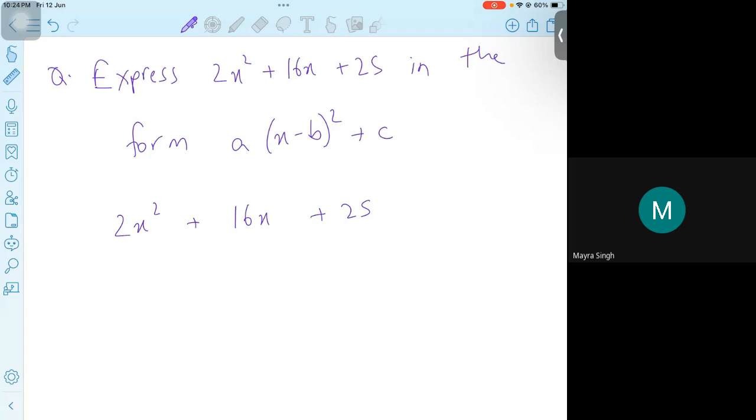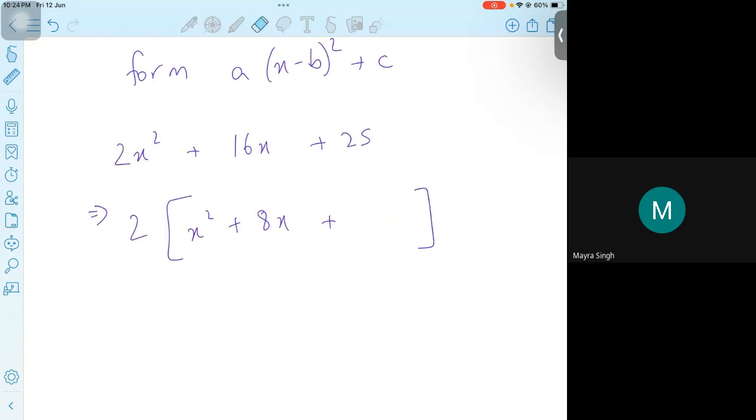The first step was to isolate the x squared, right? And divide the whole equation. So we have 2 here, and then we divide the whole equation. So we have x squared plus 8x plus 12.5. Okay. Let's fix the bracket here. You can also write 25 over 2 if you want. Let's write 25 over 2.